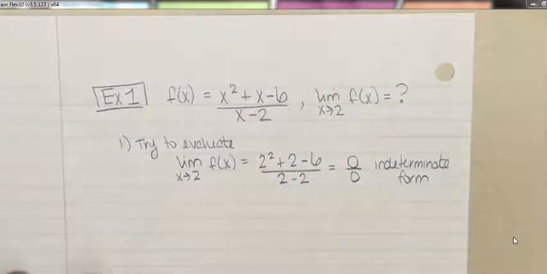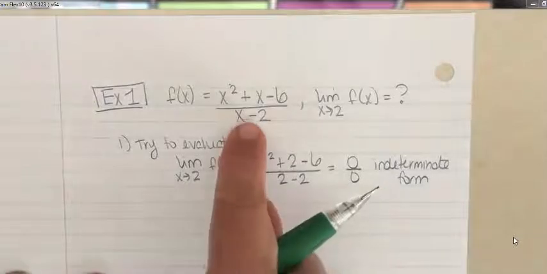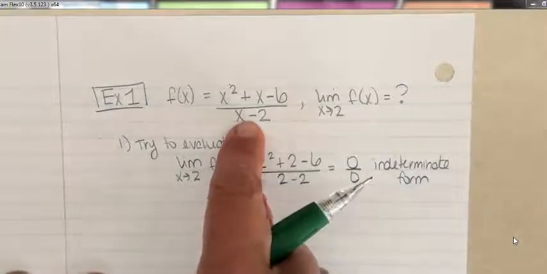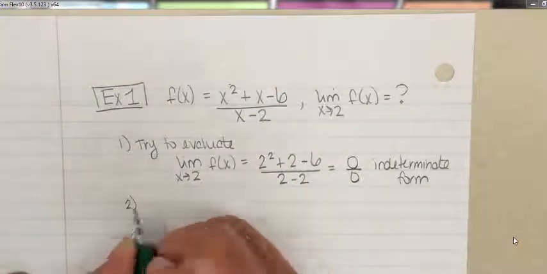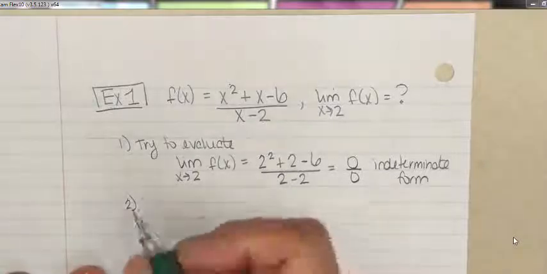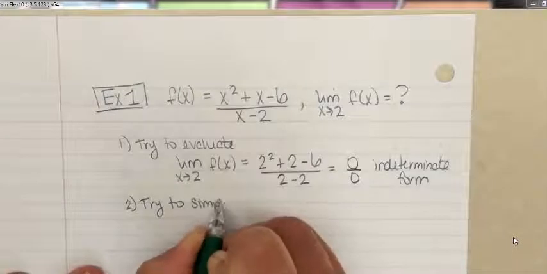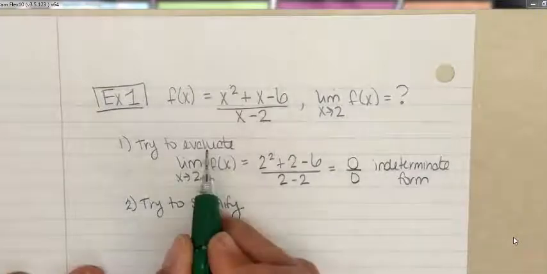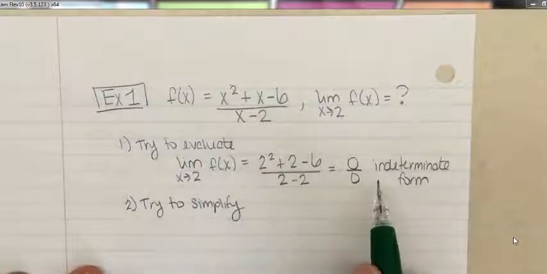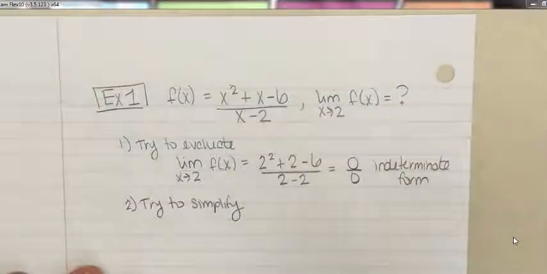Well, guess what? We can definitely simplify this up here. So your second step now is to see if you can simplify. Because by just substituting or just trying to evaluate, it didn't work out. I got an indeterminate form. So now I'm going to try to simplify. So we're going to have to use our algebra here.